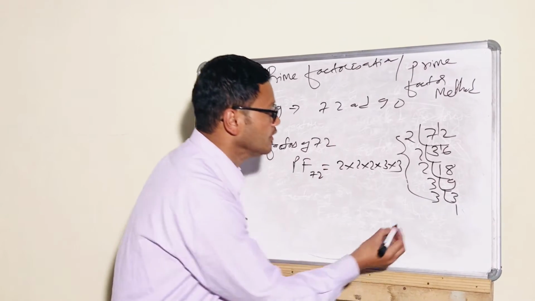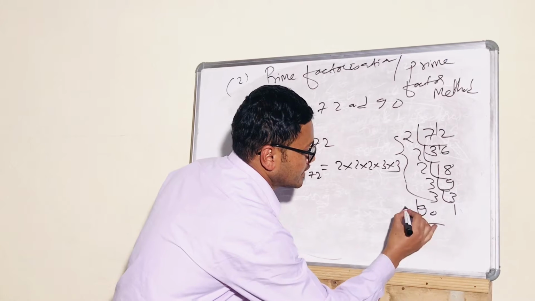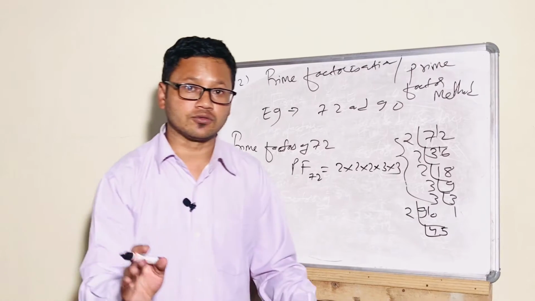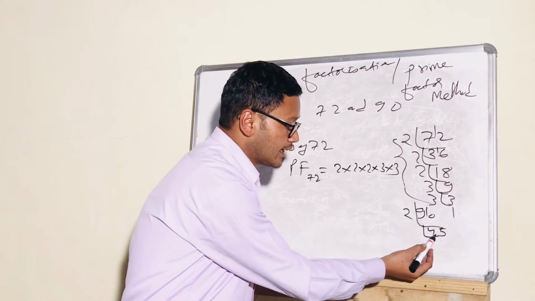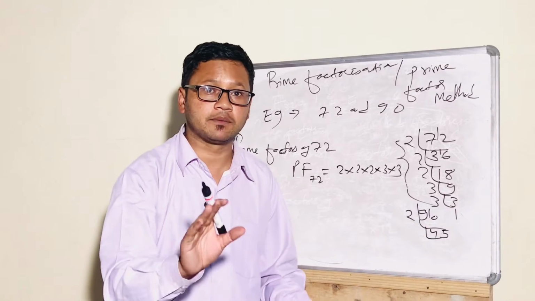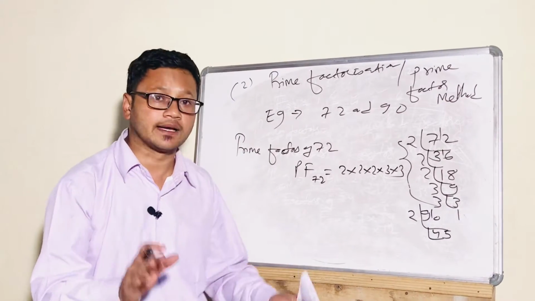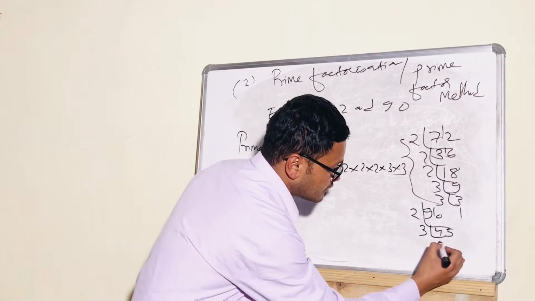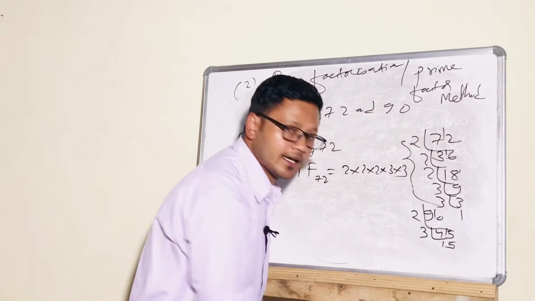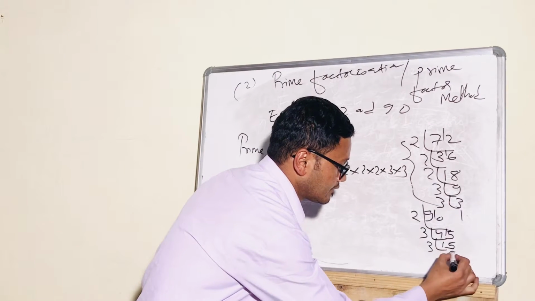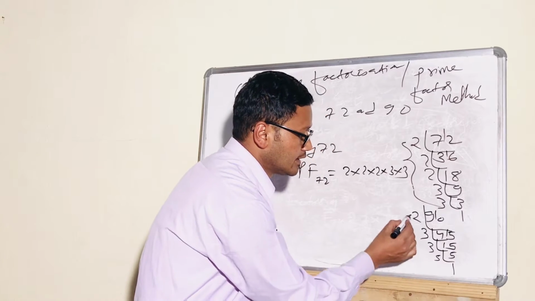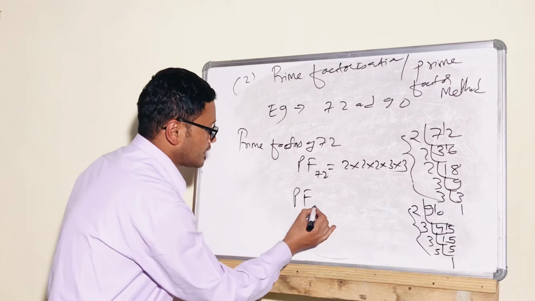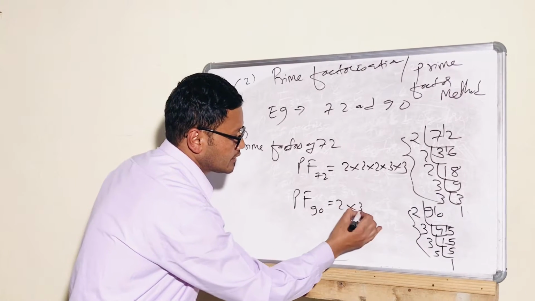Now similarly we'll do 90. 2 4s are 8, 1 carry over, 2 5s are 10. Then we cannot use 2 again, don't be confused, here is 4 and here is 5. 45 is an odd number, so use 3 or 5. I'll use 3 because 3 is the least prime factor. 3 1s are 3, 1 carry over, 3 5s are 15. Again by 3, 3 5s are 15, then 5 1s are 5. These are the prime factors, PF of 90: 2 into 3 into 3 into 5.